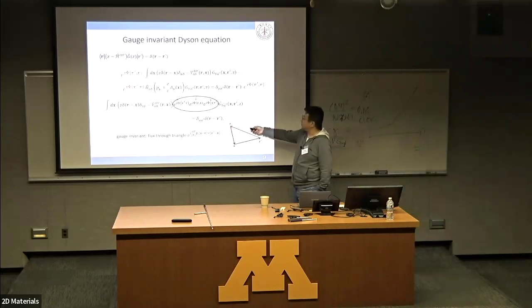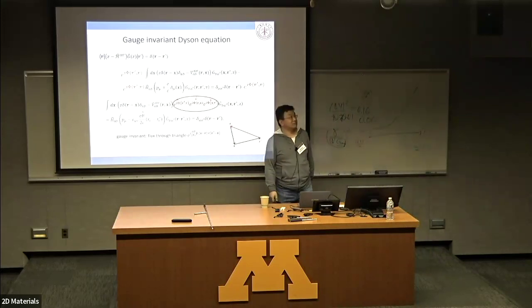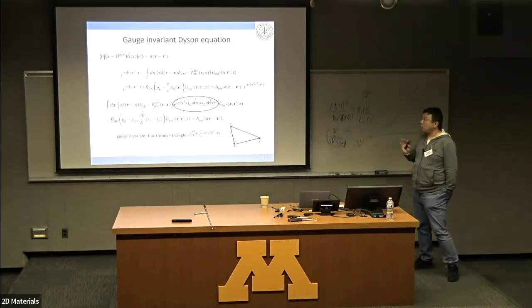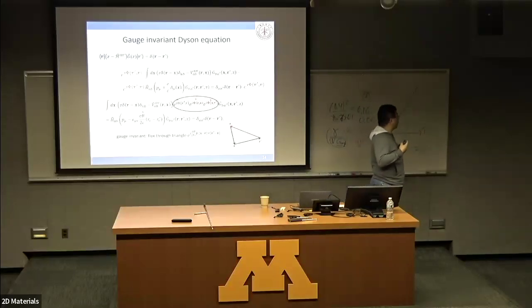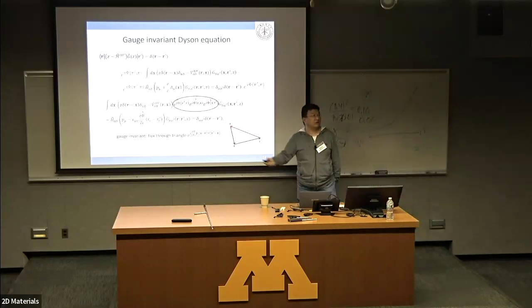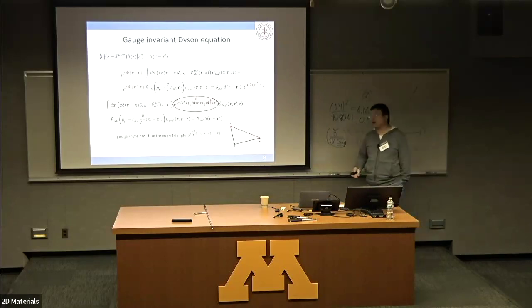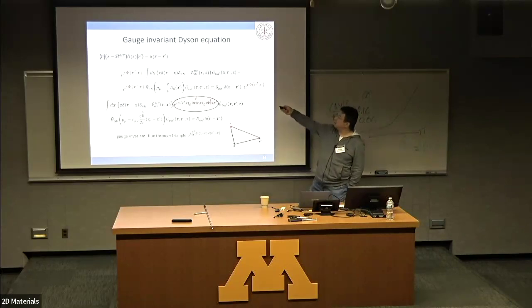This is true for the Hartree-Fock potential. You can also show that it is true for the kinetic terms, but I will skip those details. So far, what we have is an equation in which every term is gauge invariant, which means it depends only on B, not on A. That is what we call the gauge invariant Dyson equation.